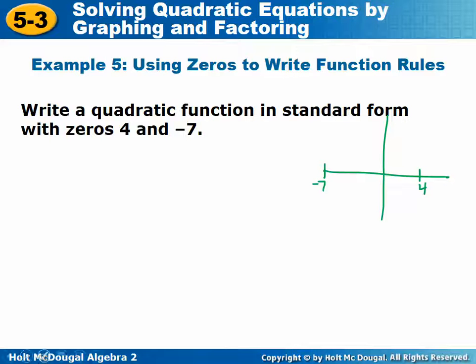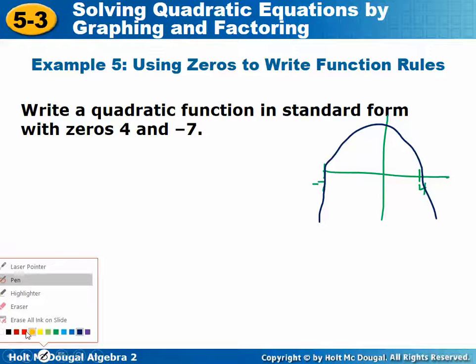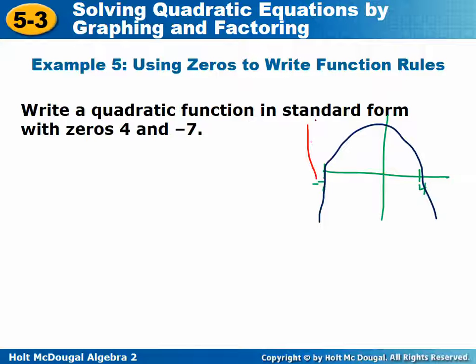So I have a graph that is either opening downward and going through those, or maybe it's opening upward and going through those. I also don't know how fat or how skinny it is. I don't know where the vertex is. But I can write a function that would work. It will not be the only function, but it'll be one. So here's what we do.